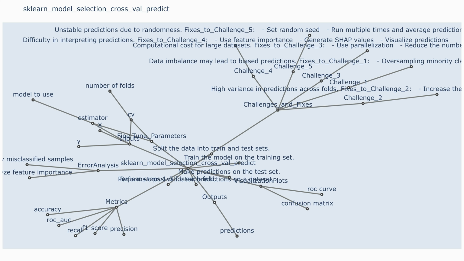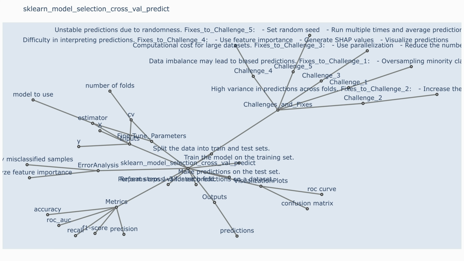sklearn, model selection, cross_val_predict. Description. cross_val_predict is a function within scikit-learn (sklearn) that provides a convenient way to perform cross-validation and generate predictions on the same data. It is particularly useful for understanding the generalization performance of a machine learning model without the need to separate the data into distinct training and testing sets.